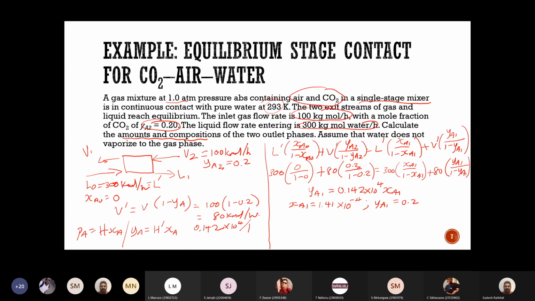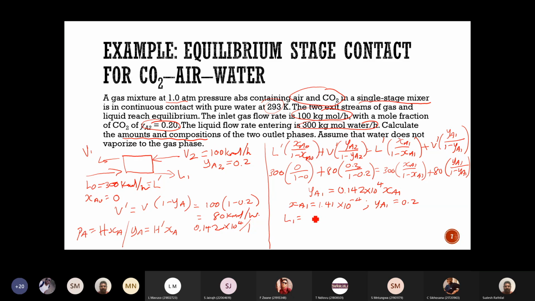So we solved one part of the question, because the question was to calculate the amounts and compositions of the two outlet streams. You calculated the composition. Now you just need to calculate the amounts. What are the symbols? It is V1 and L1. What are the equations for this V1 and L1? Simple. You know what L prime is and what V prime is. So you just want to work out what L1 and V1 are. Okay, so let's do that.